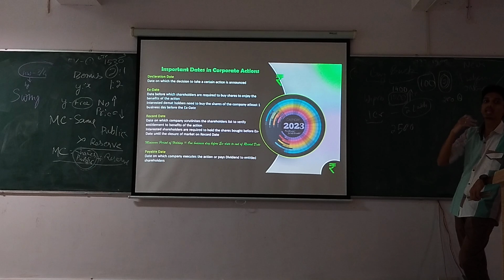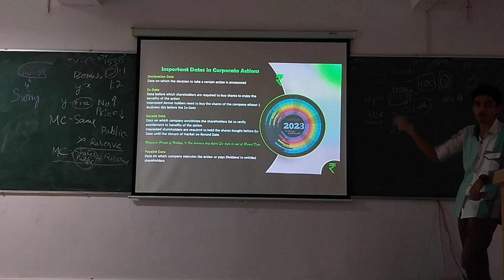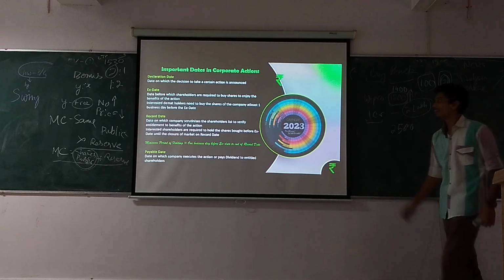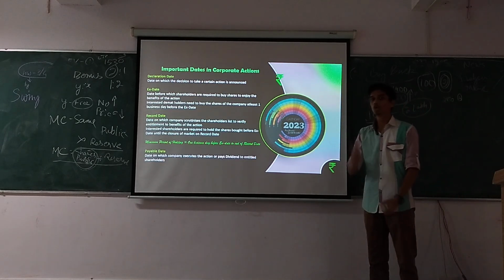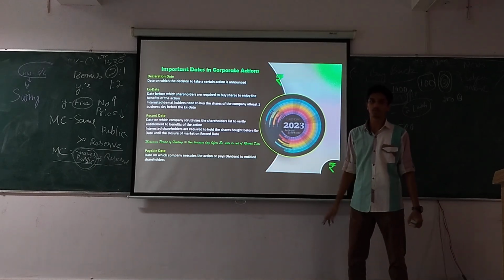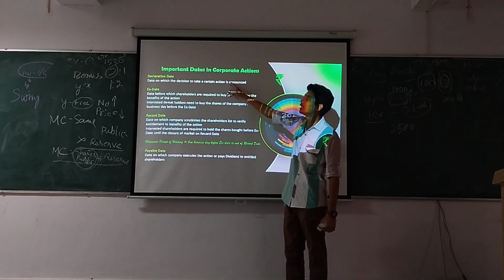So how do you select who are entitled to the benefit of the corporate action? So we have some dates in the corporate action. Okay. We have 4 dates. Of these, 2 dates are important. Ex date and record date are very important. Okay. So we look at the first date, which is the declaration.